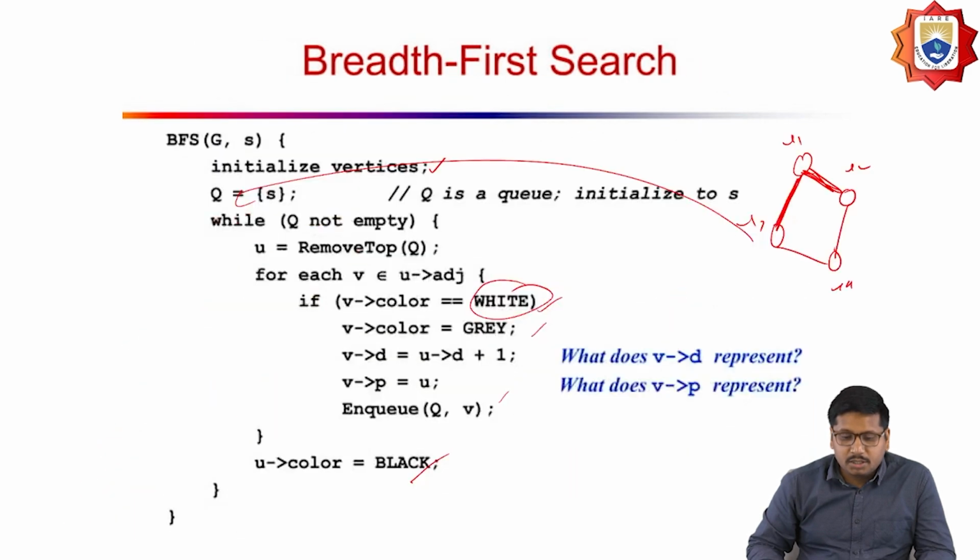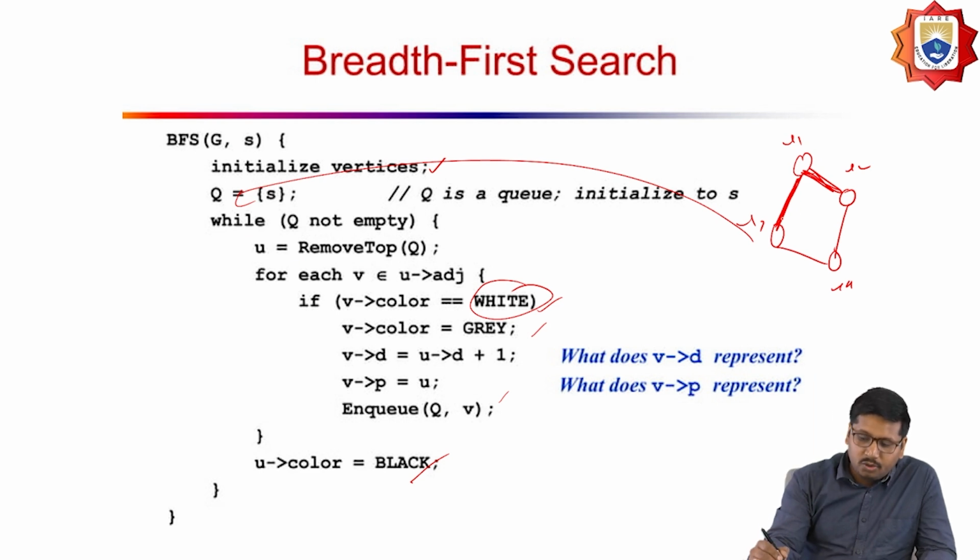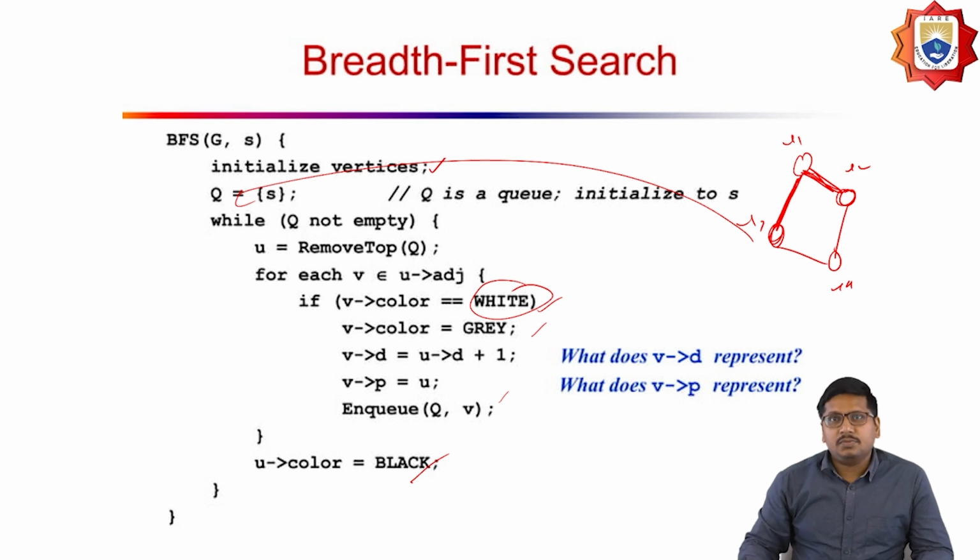So once again, look at this. In the BFS algorithm, we have to find out the vertices that are adjacent to a vertex and initialize the vertices. And then while Q is not empty, you have to remove the top, and for each vertex that is adjacent, if the color is white, then it should be made gray and enqueued, otherwise it should be black.